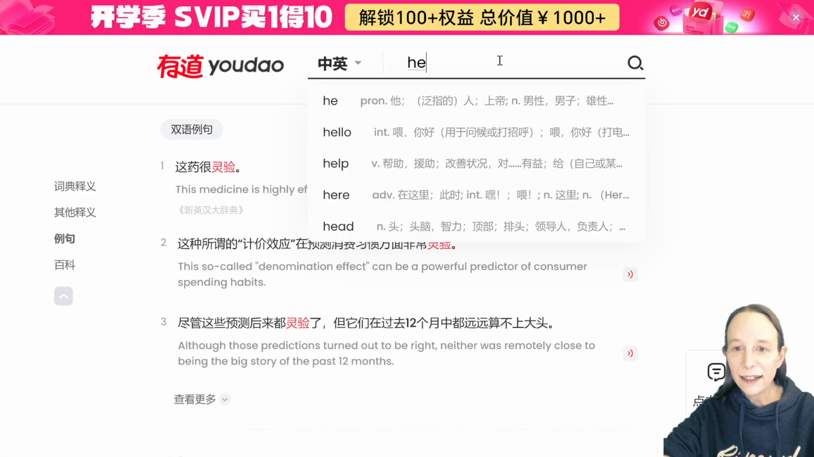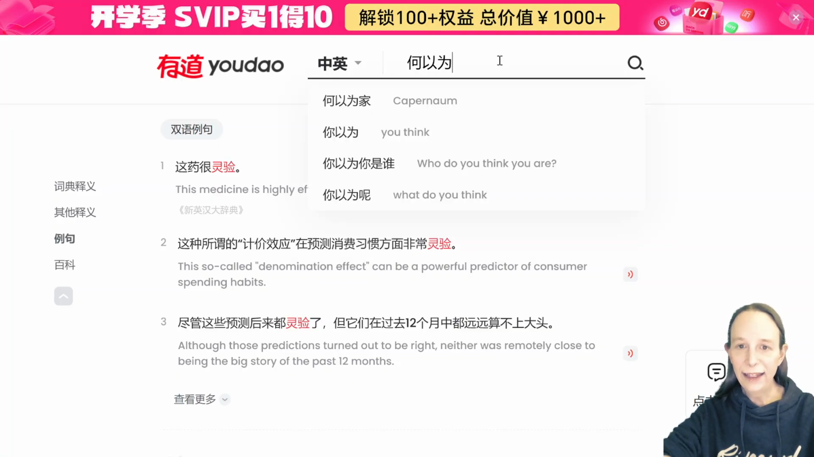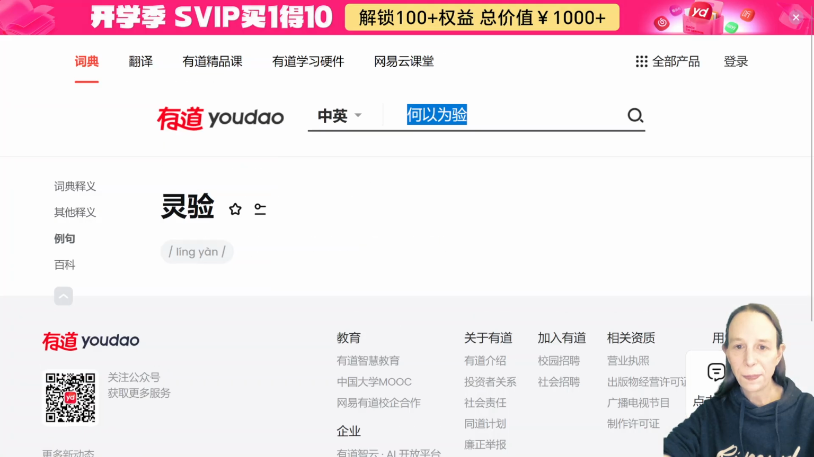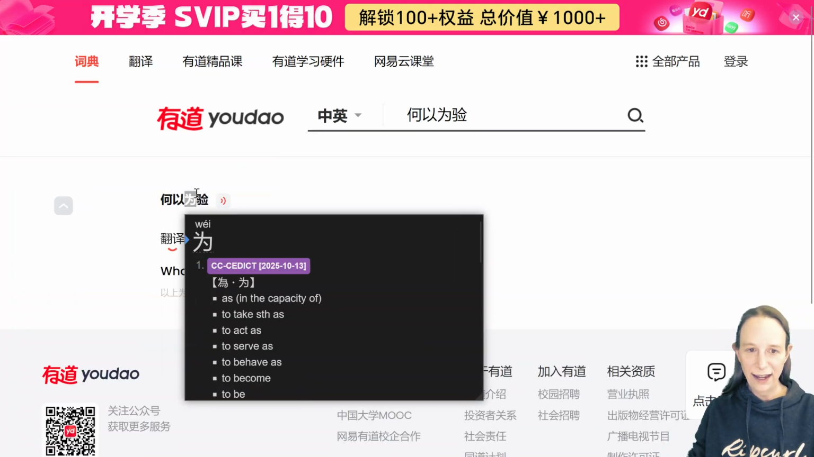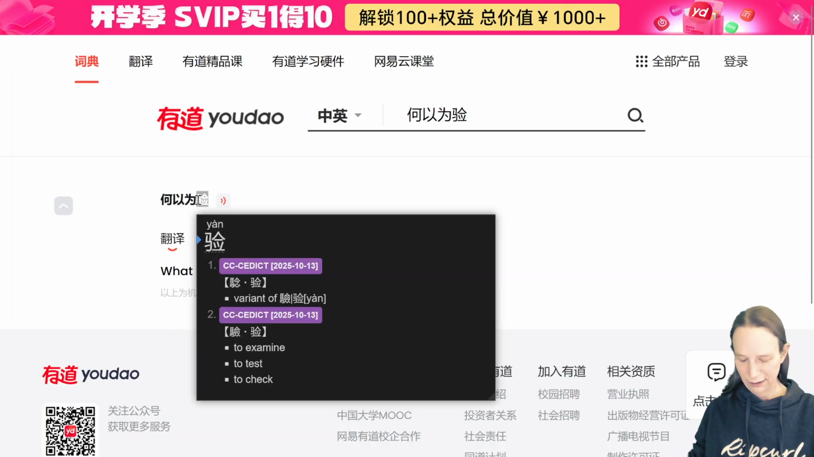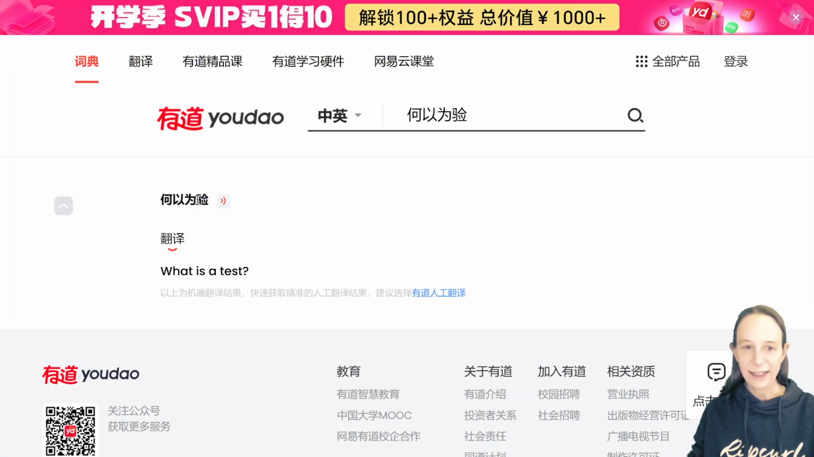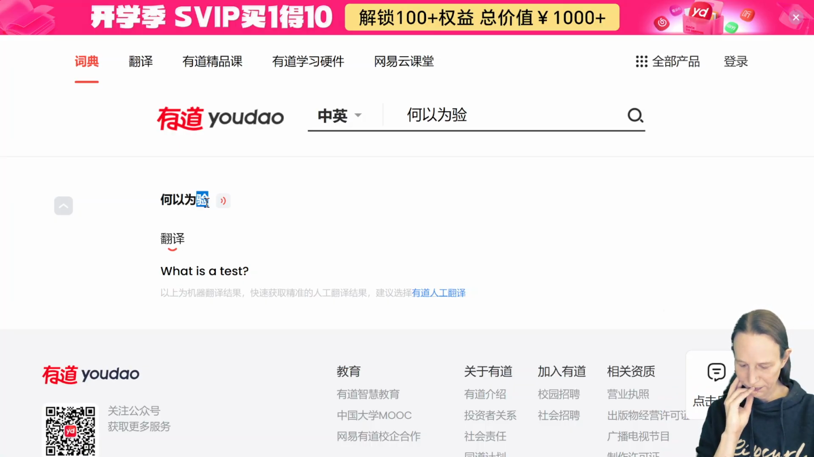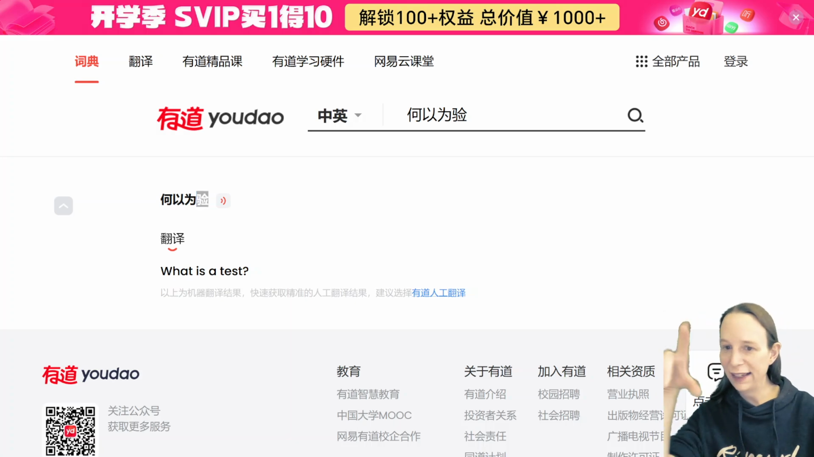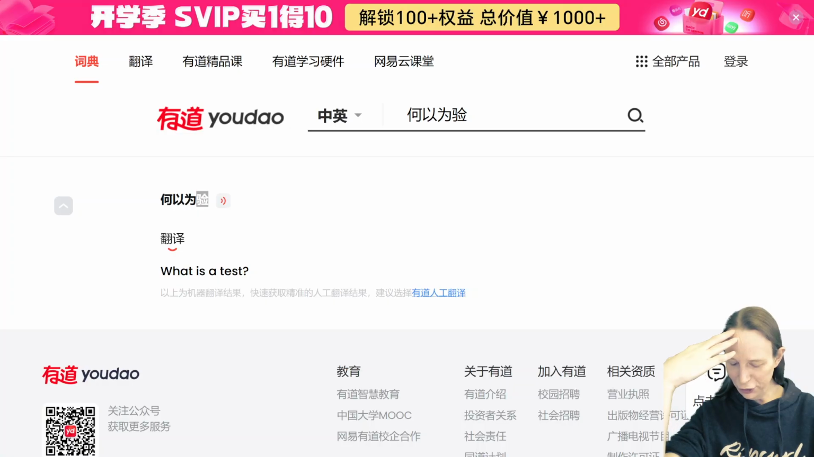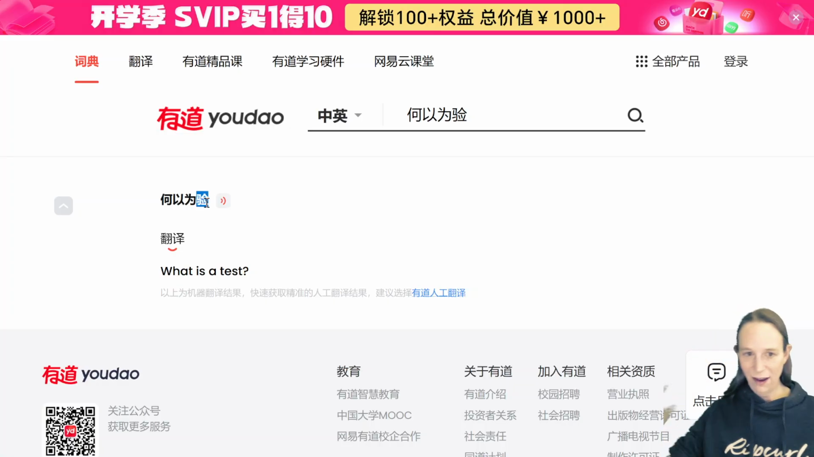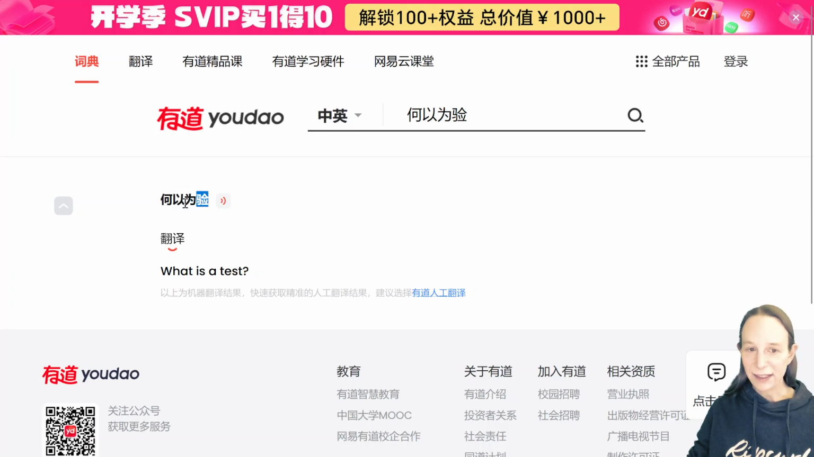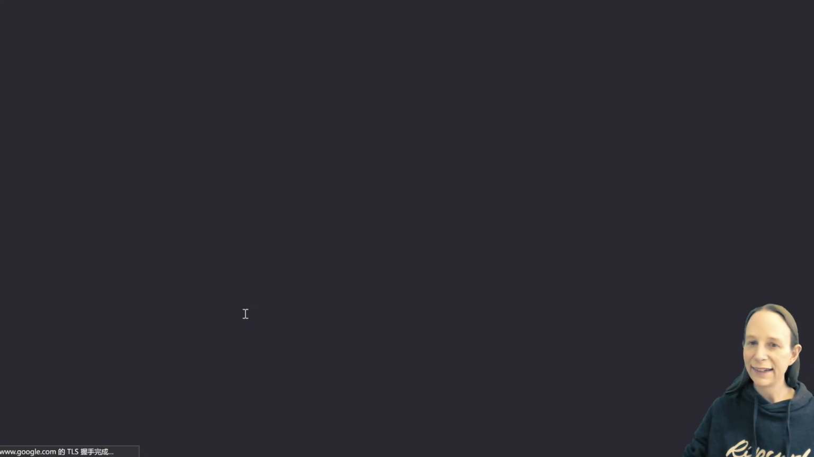何为验?何以为验? I'm not sure what I'm supposed to do with this, but I think it means not this, not what is a test. Here, yan is not, I think it's a noun here, right? Meaning 证据. So what is the evidence? 何以为验? Something like that.